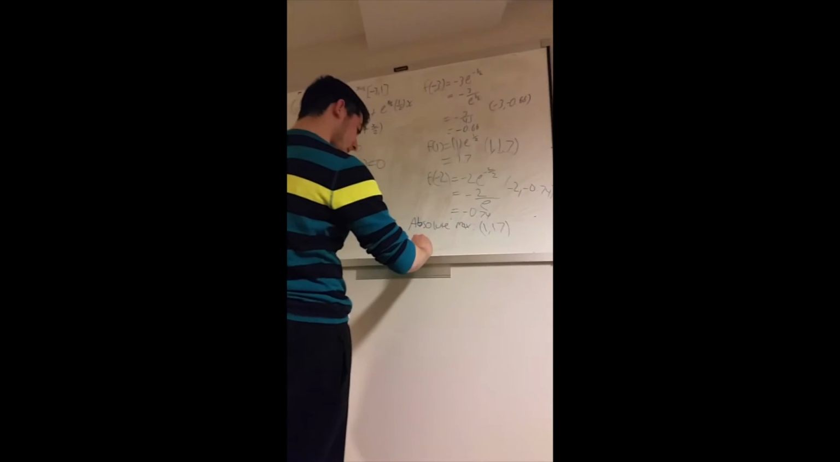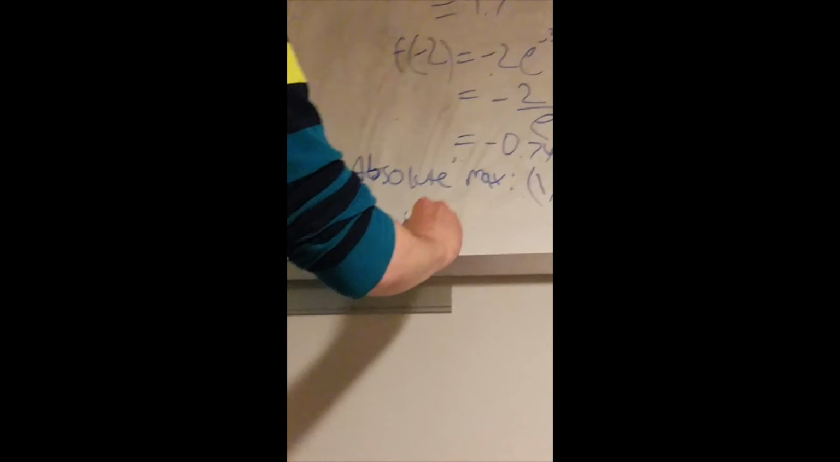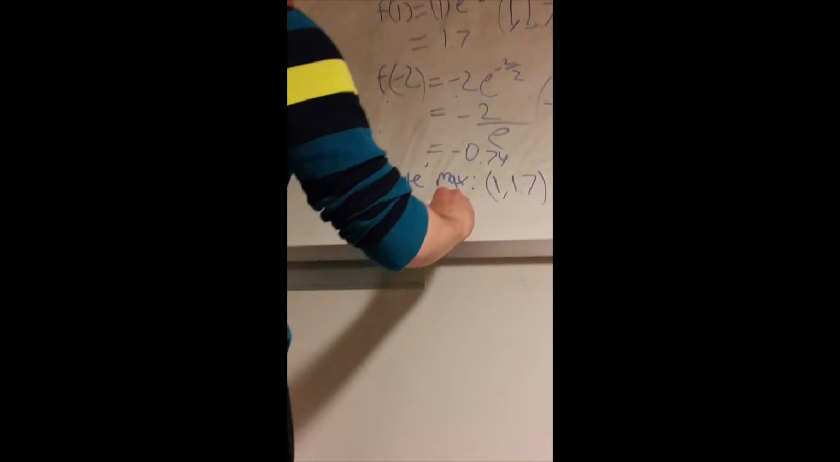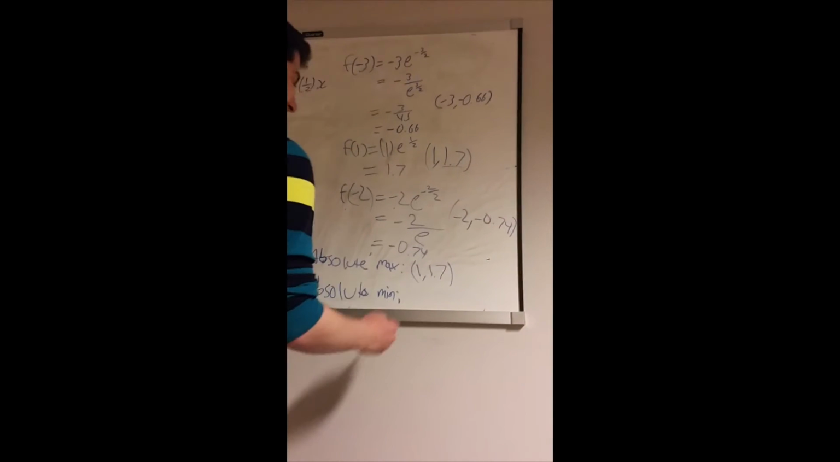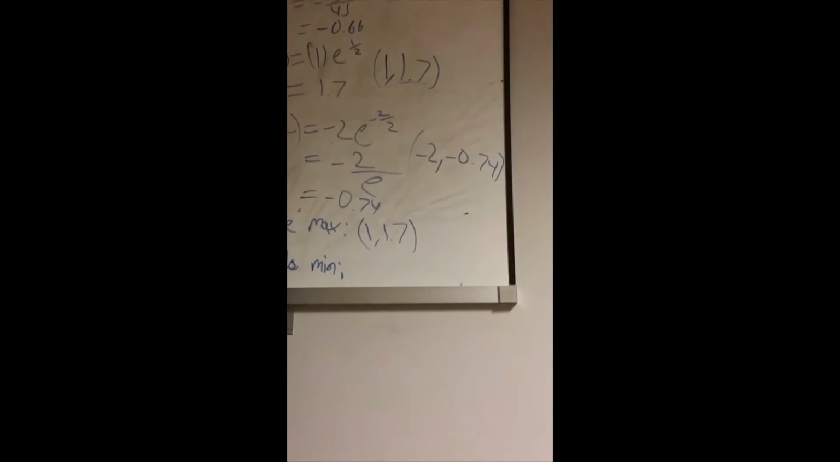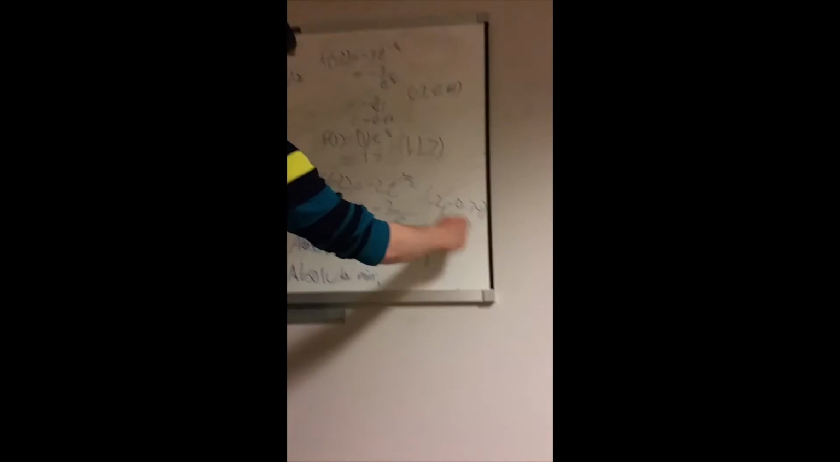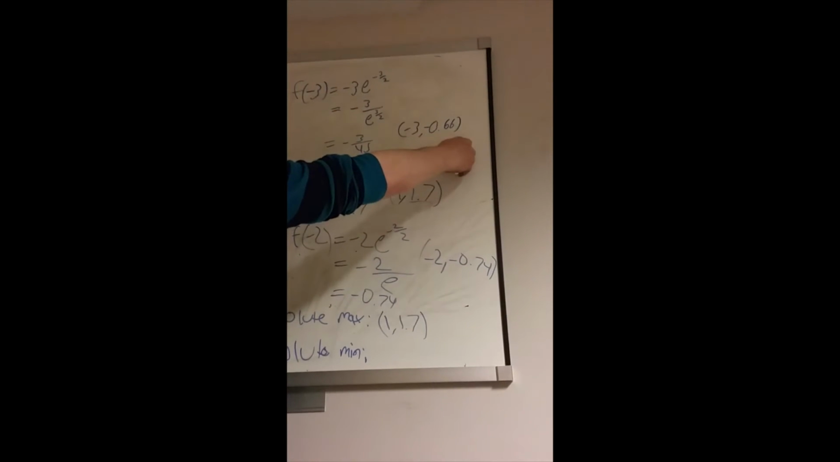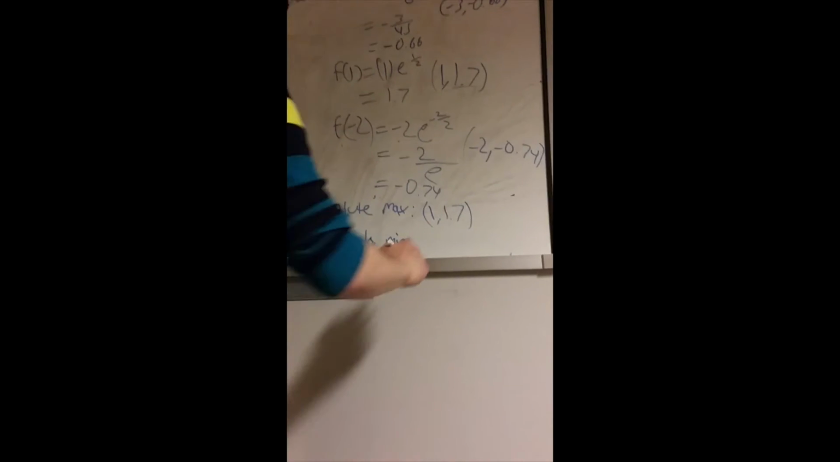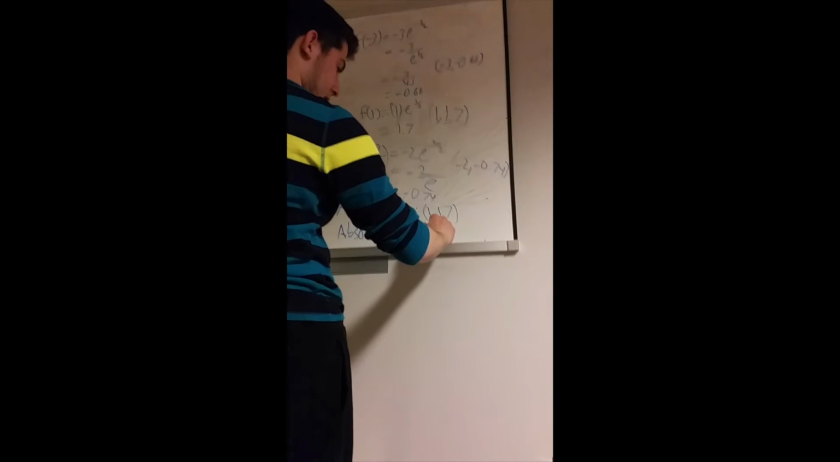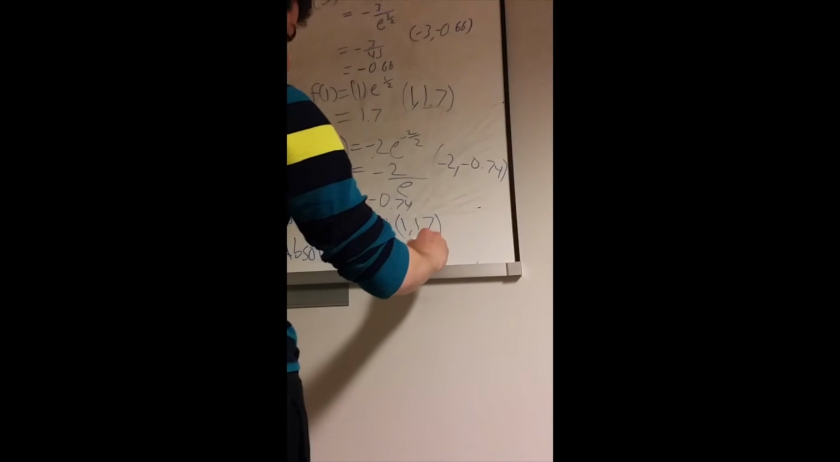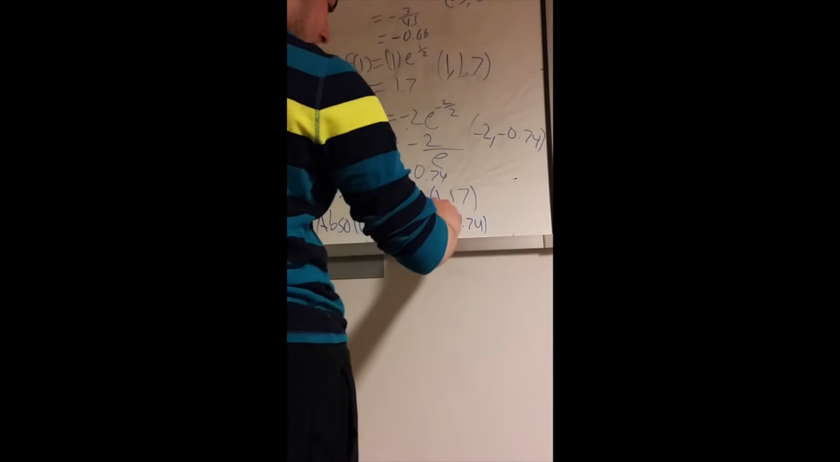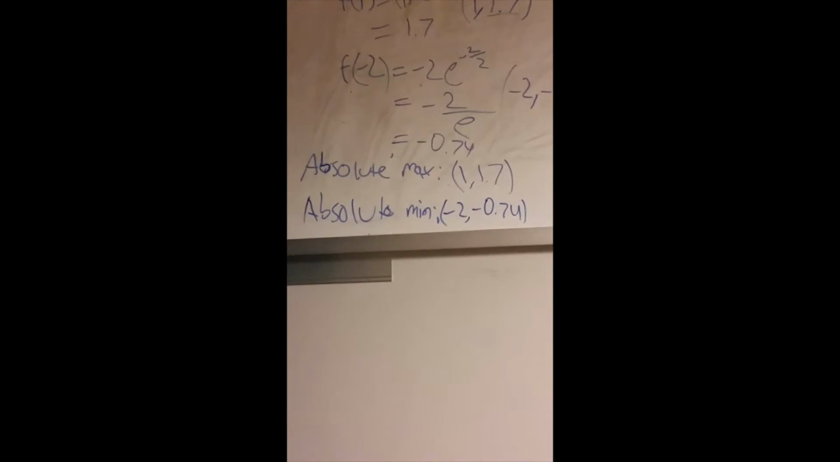Absolute min is going to be at the point negative 2 and negative 0.74, because we see that negative 0.74 is a lower y value than negative 0.66, so we know that's going to be our absolute min. Put that down: negative 2 and negative 0.74. There you have it. There's our absolute max and there's our absolute min.